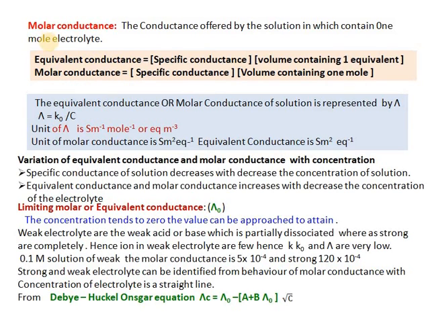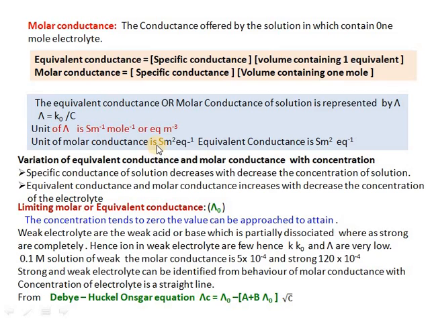cube. So the equivalent conductance or the molar conductance of a solution can be represented by lambda, and therefore lambda is equal to K0 upon C. K0 is the specific conductance, C is the concentration. But the unit of this molar conductance or equivalent conductance is Siemens per meter per mole, or equivalent per meter cube.